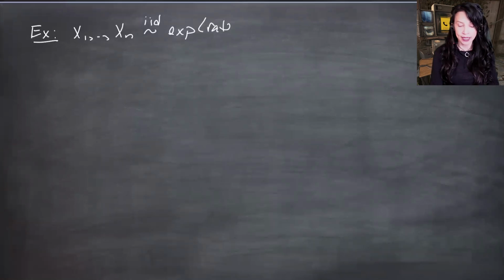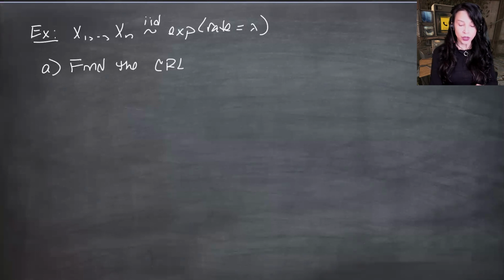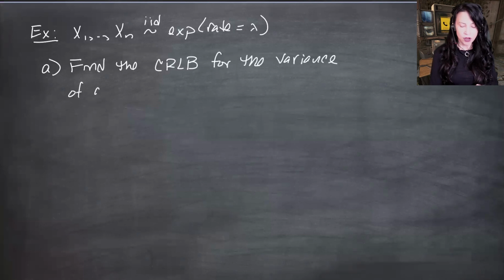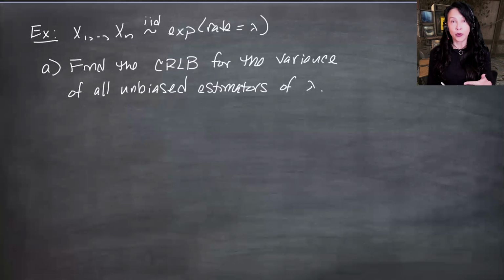Let's get to an example. I'm going to keep it simple for my first example. I've got X1 through Xn, IID exponential with rate lambda. And there's going to be two parts to this question. One is find the Cramér-Rao lower bound for the variance of all unbiased estimators of the rate parameter lambda. That is a mouthful, and a lot of times people will say, find the Cramér-Rao lower bound for lambda, and that's okay as long as you know what it means.